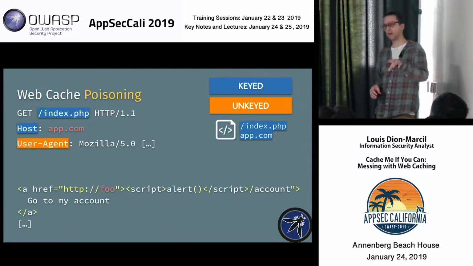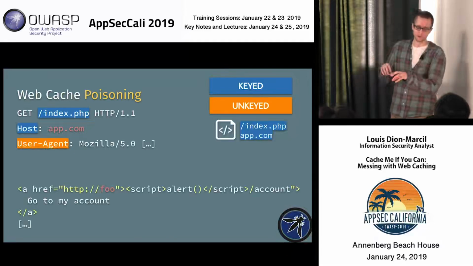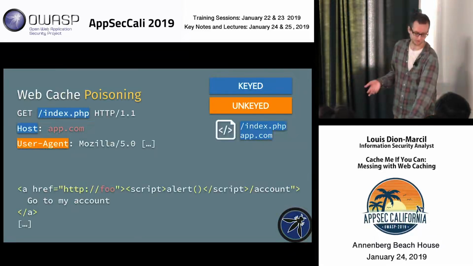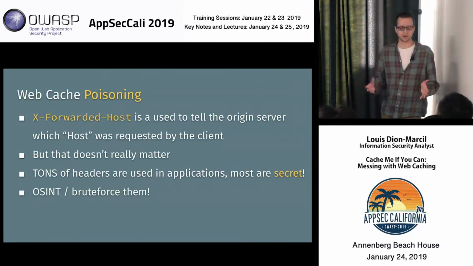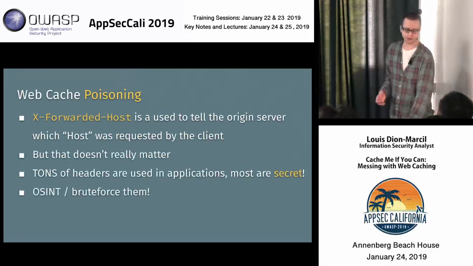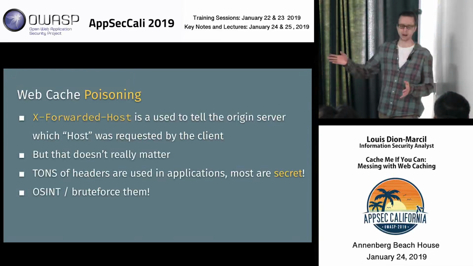So how does the cache tell the origin server which host was specified by the user in the first step? It's going to do that through the X-Forwarded-Host header. But as I said, it's not really important that you understand this right now, and you should look into it if you're interested in caching exploitation. There's a whole bunch of headers out there that are being used in the same way.